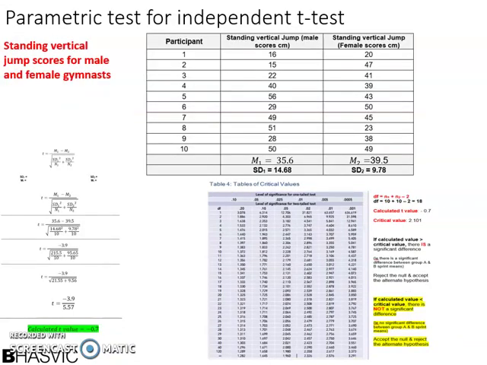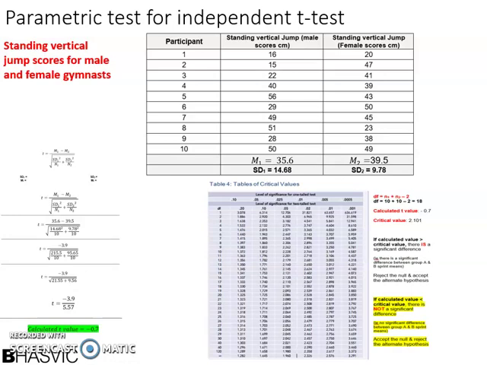Thirdly, my example of a parametric independent t-test is looking at significance between standing vertical jump scores of a male and female gymnast. An independent t-test is used when you have two groups and are trying to discover if the mean scores of the two groups can be considered to be significantly different. Therefore, in my example, I am doing an independent t-test to test if the mean scores of the male standing vertical jump and the female standing vertical jump are statistically significant or not.